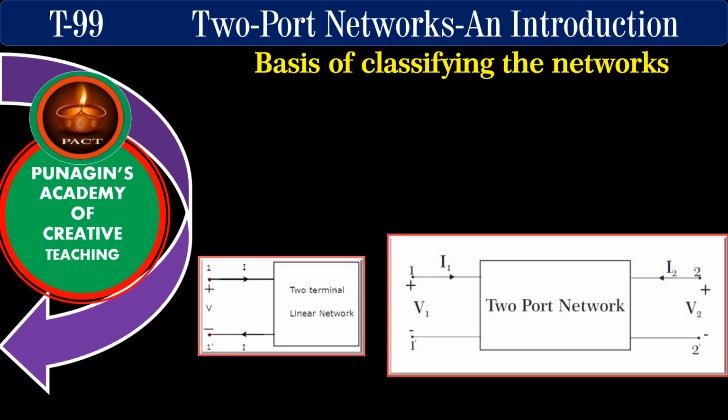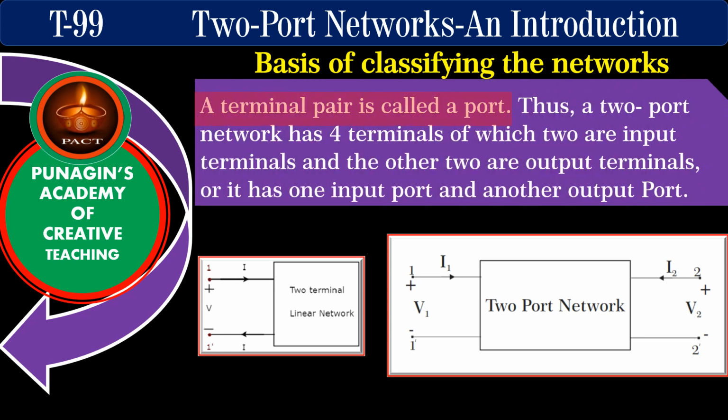Friends, now you know the representation and the properties of a single port network, and we shall now discuss the two-port network. Observe the two-port network. This is a standard form of representation of a two-port network. You know, a terminal pair is called a port. Thus, the two-port network has four terminals designated as 1 and 1 dash and 2 and 2 dash.